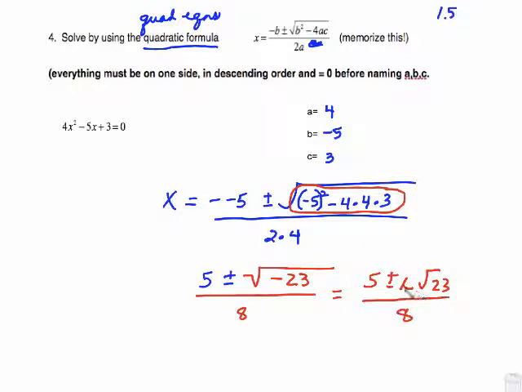And you can put the i in front or the i in the back of the square root. Just be sure if you put it in the back that you spread it out enough on MATLAB so it doesn't look like it's underneath the square root sign. And of course, MATLAB would expect you to enter 5 plus i radical 23 over 8, comma, 5 minus i radical 23 over 8.